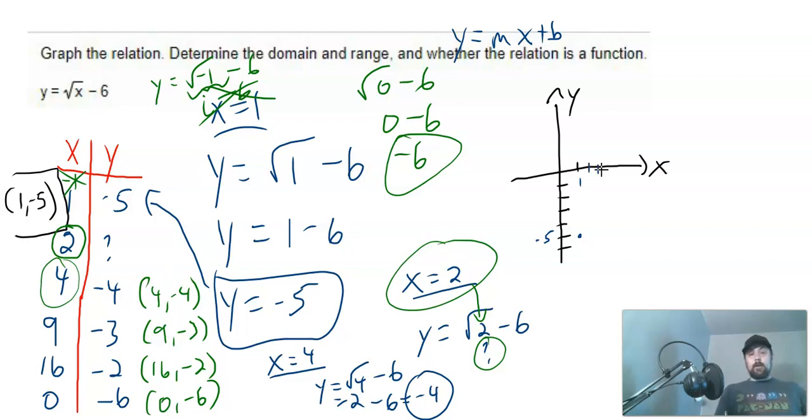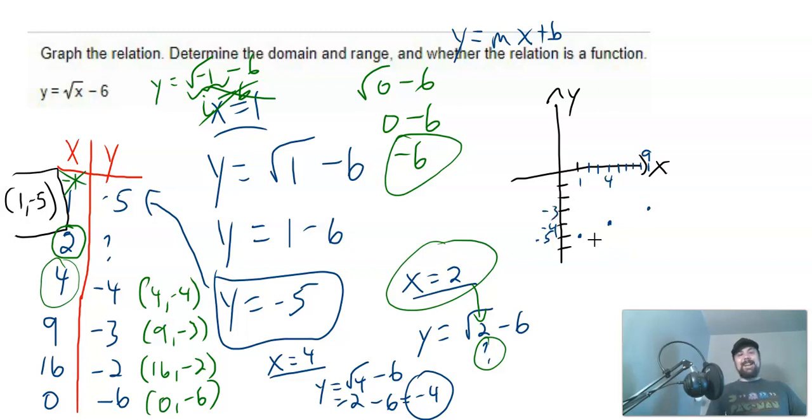So 4. And I'm going to try to fit 9. Let's see, 5, 6, 7, 8, 9. Not really the best, but I think it'll work. The thing about drawing these by hand, especially with this kind of equation, is it might not look the way it's supposed to. So let's just see what happens. So I have 1, -5. This is -4 here. So (4, -4) would be about right here. (9, -3) would be way down here.